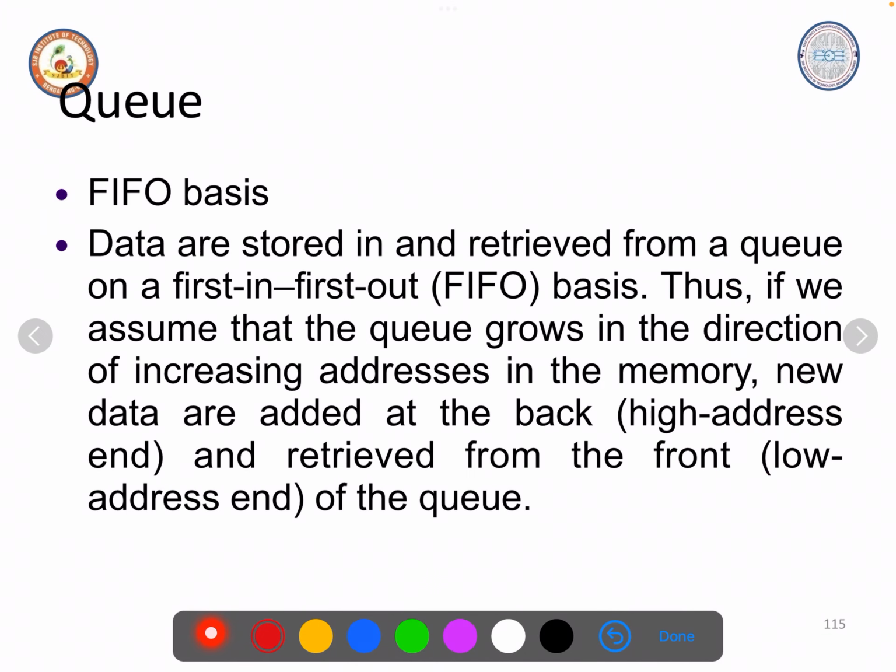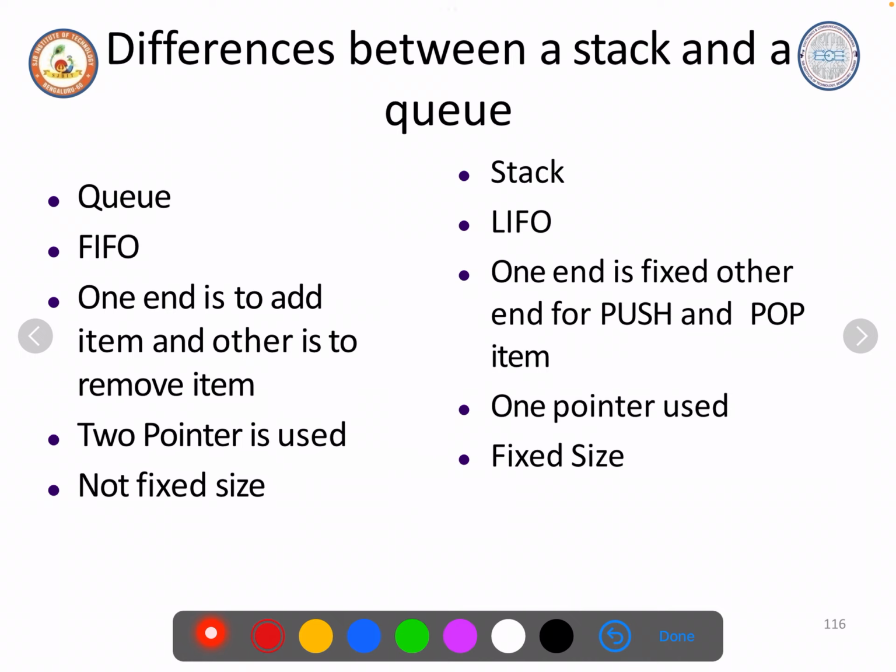Queue works based on the principle of FIFO, first in first out. It is again storing the data in memory, but it grows in the direction of increasing addresses in the memory, not in decreasing addresses. New data will be added at the back. So you have two ends: from one end it will be retrieved. You need two pointers. At one end you will be loading the data, at the other end you will be retrieving the data. Major difference, if you observe, queue works based on FIFO, stack works based on LIFO.